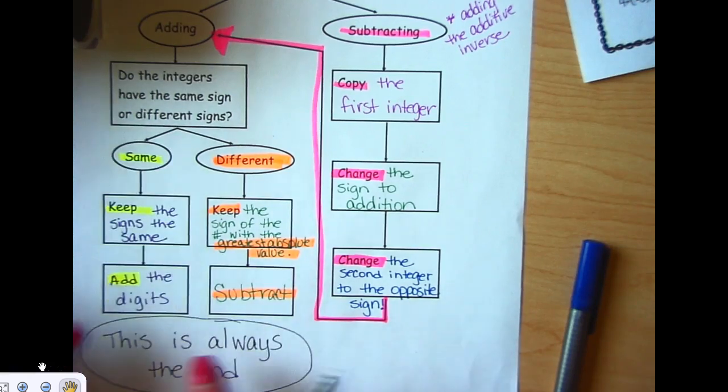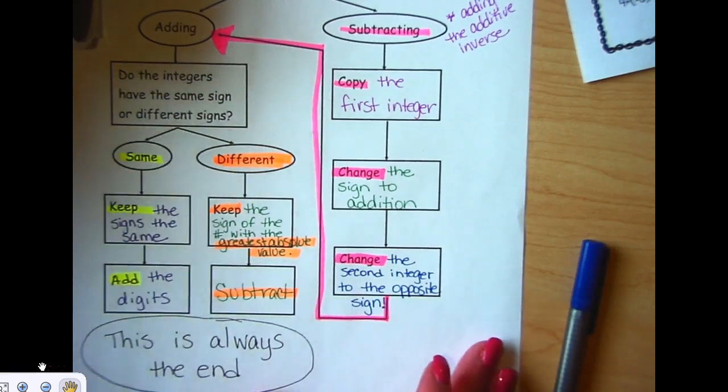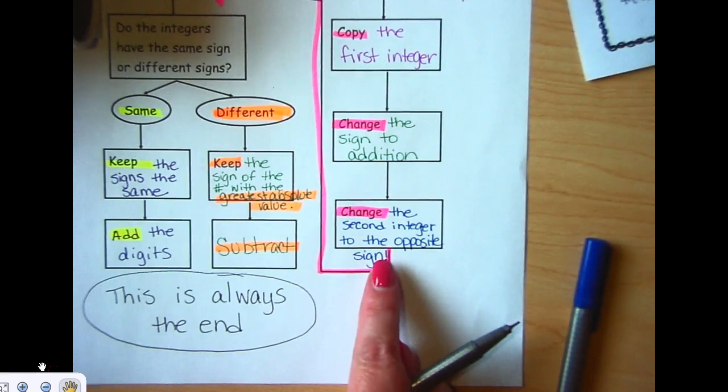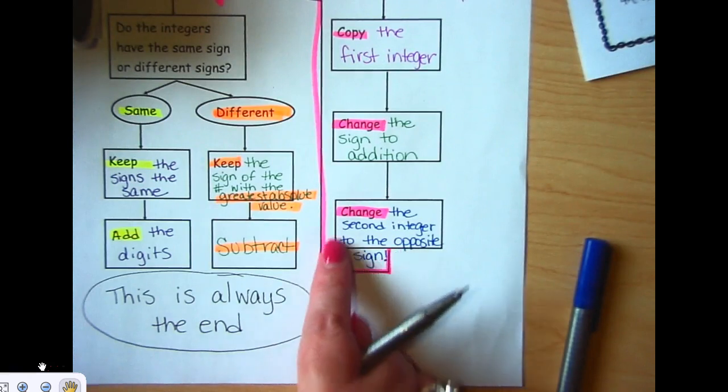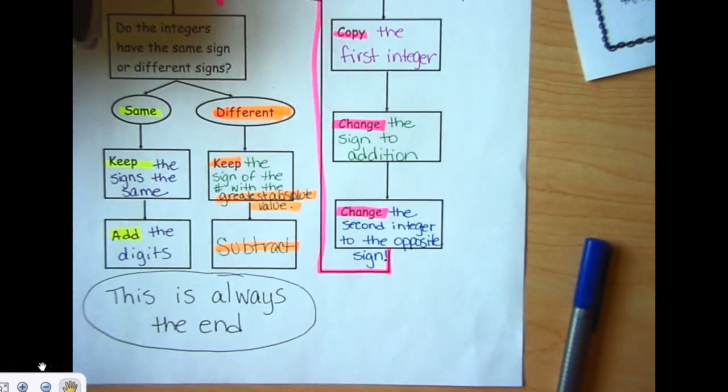You're never done until you get down to one of these two places. This is the end. You cannot end over here. You have to follow this over and then follow the rules for adding.